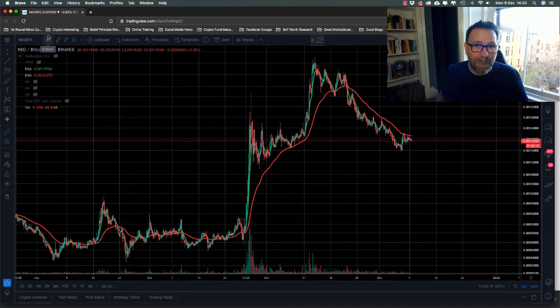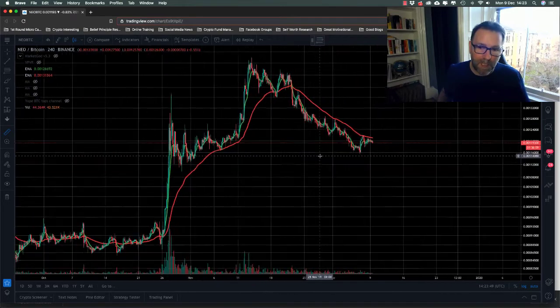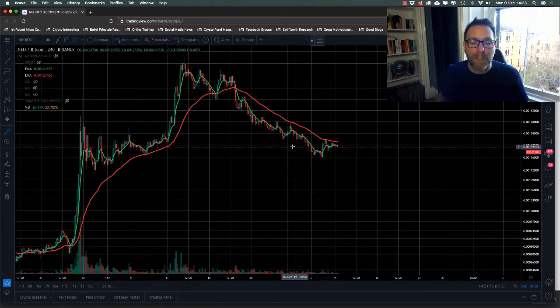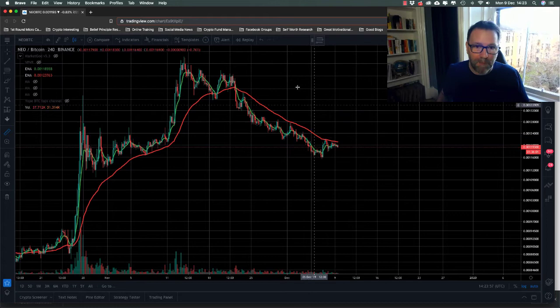So long term, I think NEO is going to do well. NEO 3.0 is looking good for 2020 as well. So I think NEO is going to last, and especially when news comes out from China that they're going to adopt blockchain and cryptocurrencies more and more, I think it's going to be even better for NEO as well.